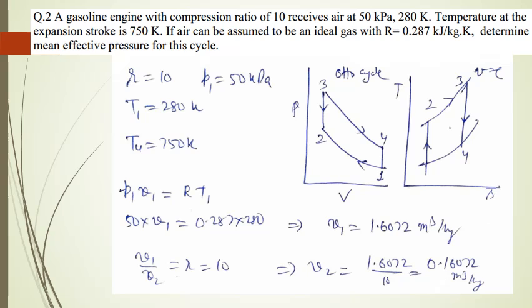A gasoline engine with a compression ratio of 10 receives air at 50 kilopascal and 280 Kelvin. Temperature at the end of the expansion stroke is 750 Kelvin. If air can be assumed to be an ideal gas with the value of R equals 0.287 kilojoule per kg per Kelvin, determine the mean effective pressure for this cycle.